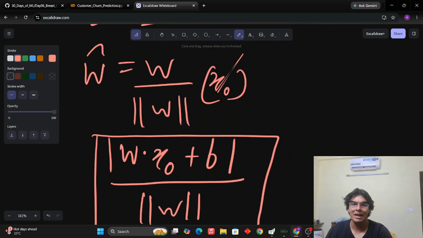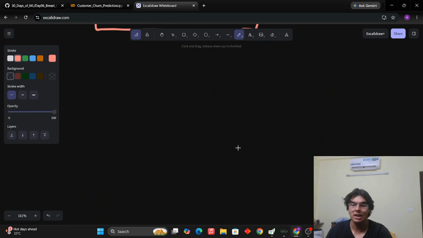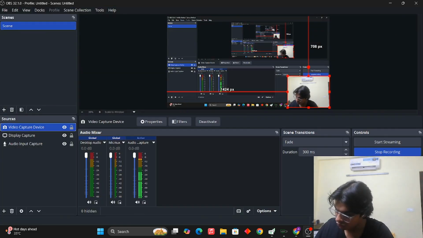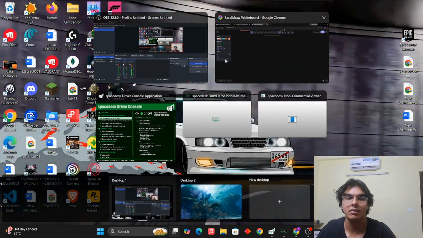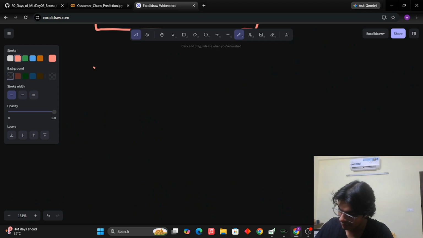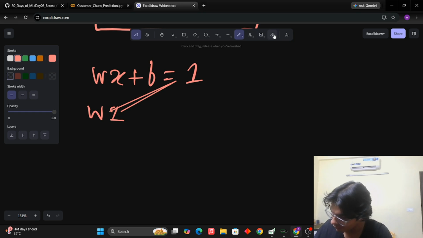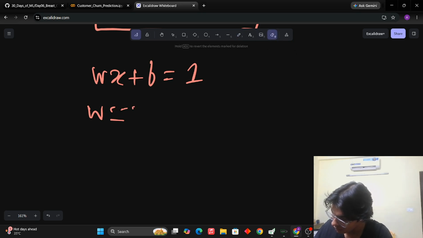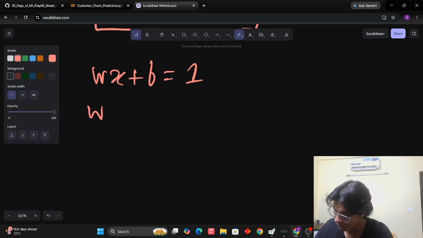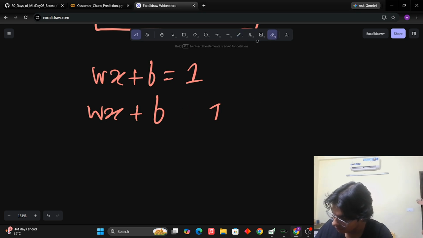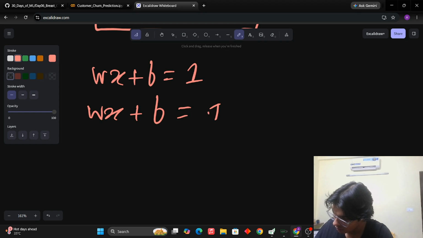So we have got the two parallel lines from the hyperplane, the one below it and the one above it. So the equation of those two lines, we take them as nothing but Wx plus b is equal to 1, and Wx plus b is less than or equal to minus 1.